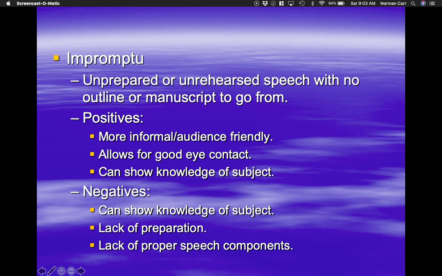Some negatives of that, though, with showing your knowledge of the subject, is that if you don't know a lot about it, it can show how much you really know, or how much you don't know. Also, there's a lack of preparation with it. A lot of times with impromptu, it's going to lack some of those proper speech components. We talked about every speech having an introduction, a body, a conclusion. With impromptu speaking, sometimes that can go out the window.